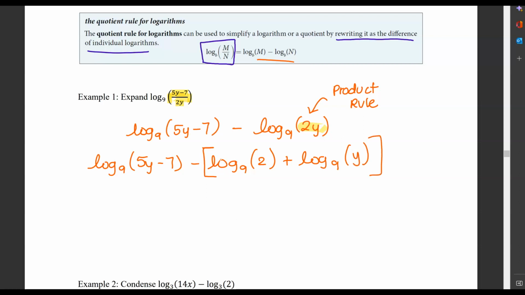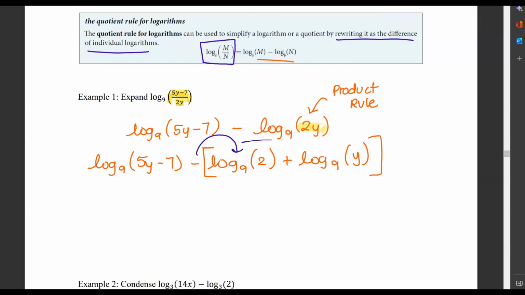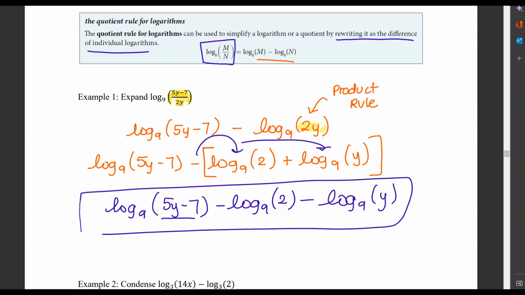Okay. We can decide to clean this up a little bit by distributing this negative to both of these logarithmic functions, and we end up with log base 9 of 5y minus 7. We can't expand this term because it has that subtraction. It's not just multiplication. Minus log base 9 of 2 minus log base 9 of y. And this would be our final solution in totally expanded form.